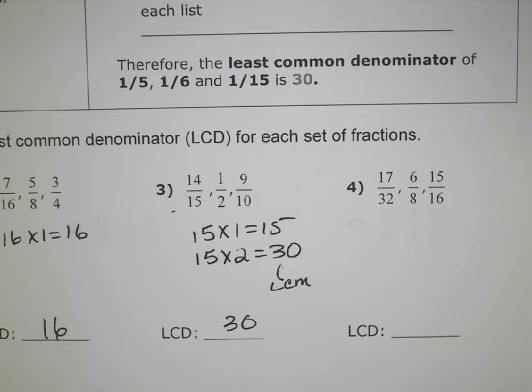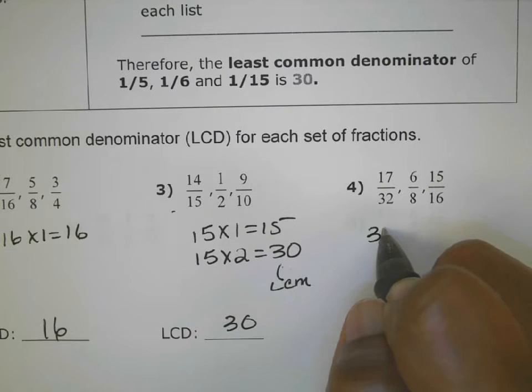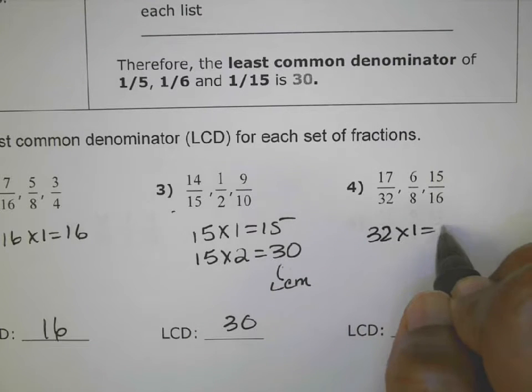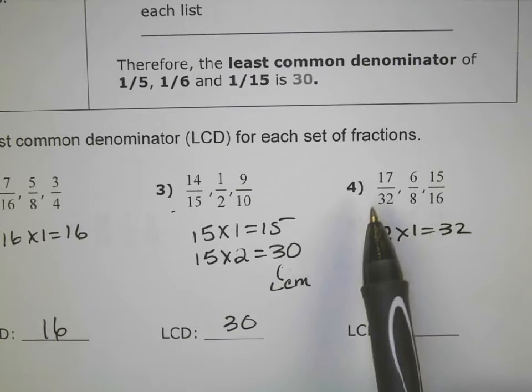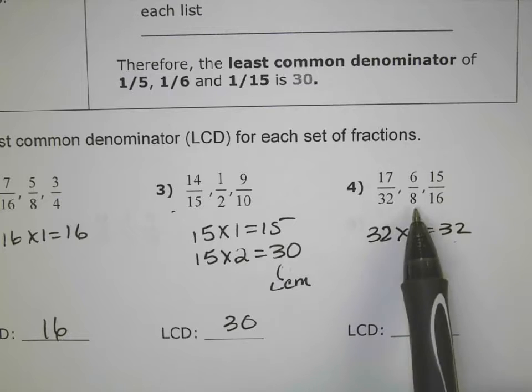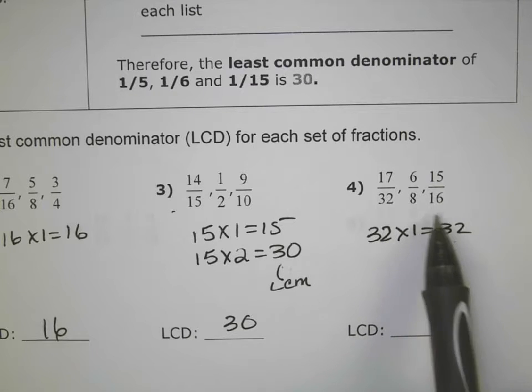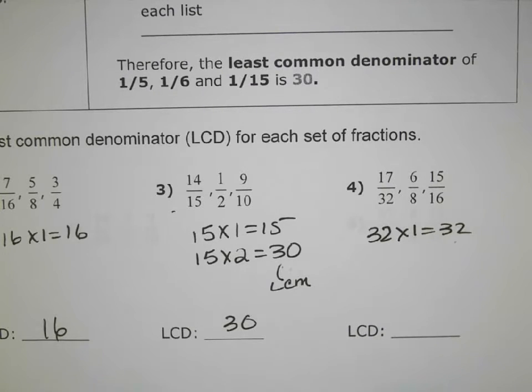Who can tell me what number 4 will be? 32. Because 32 times 1 equals 32. I know 32 goes into 32. I know 8 goes into 32. And I know 16 goes into 32, right? So I'm done with 32.